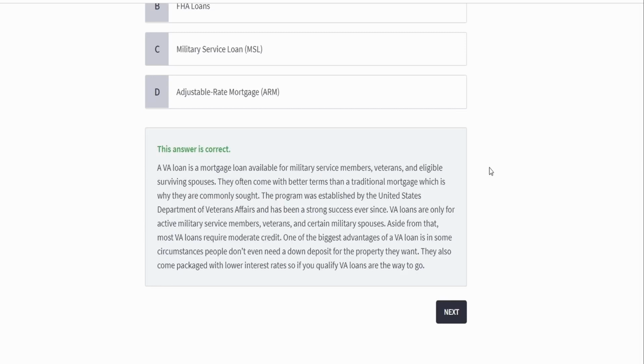VA loans are only for active military service members, veterans, and certain military spouses. Aside from that, most military loans require moderate credit. Now, one of the biggest advantages of a VA loan is that in some circumstances, people don't even need to have a down deposit for the property that they want. They also come packaged with lower interest rates. So if you qualify for VA loans, they're the way to go.